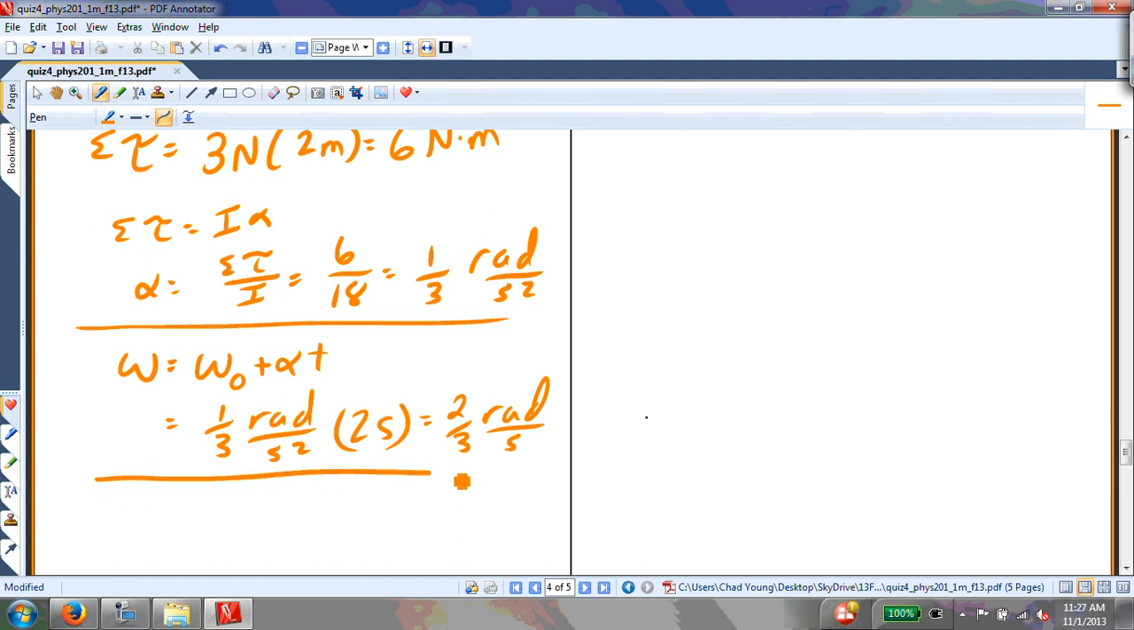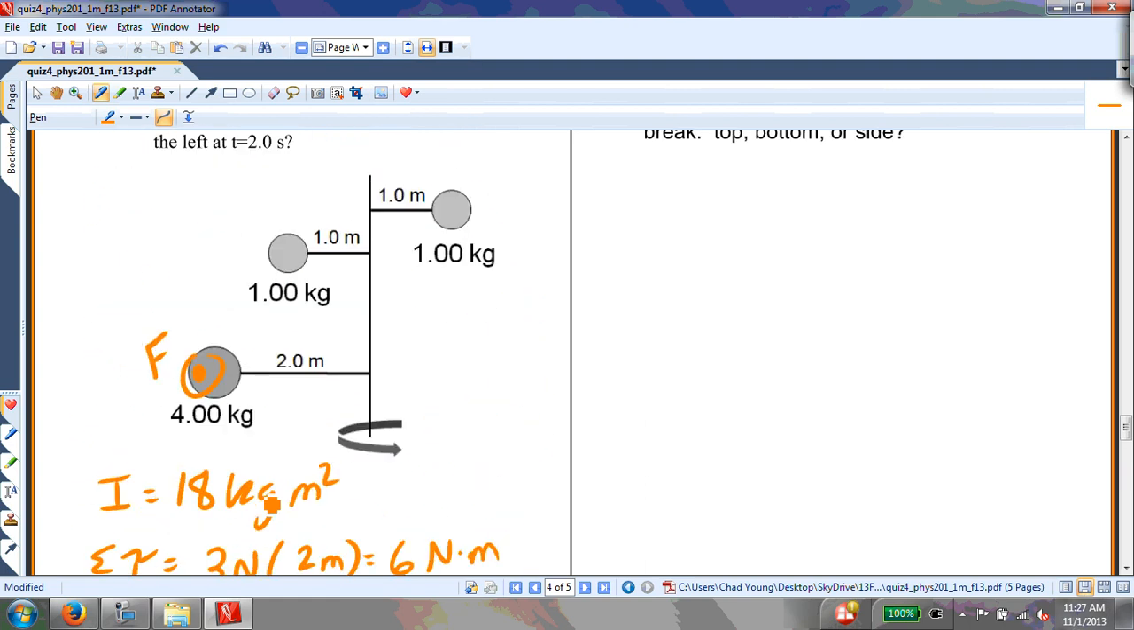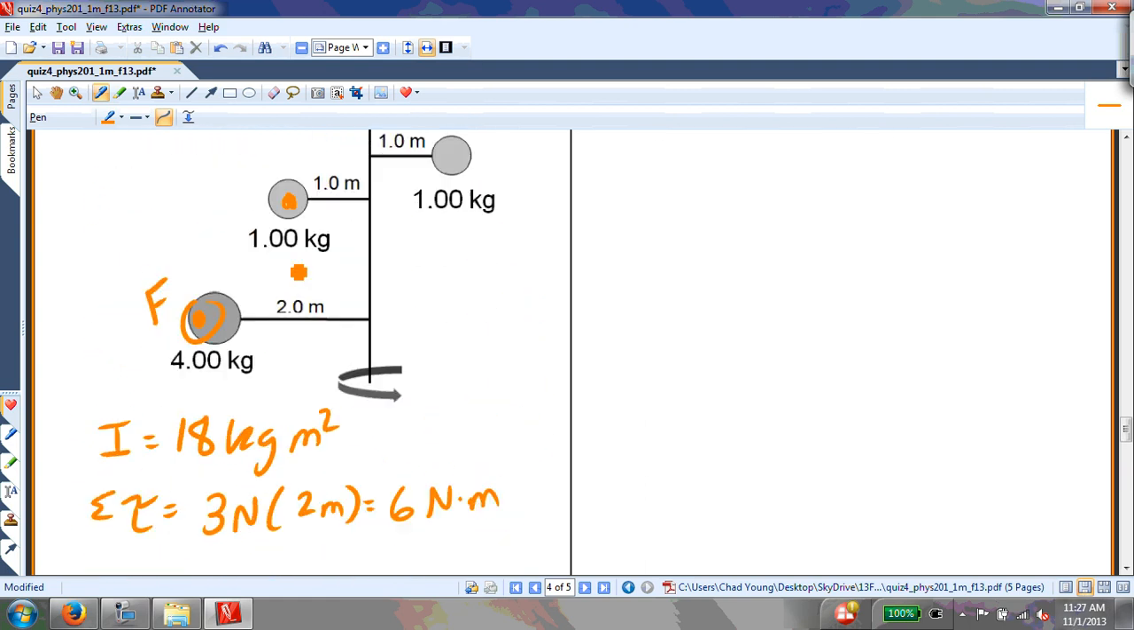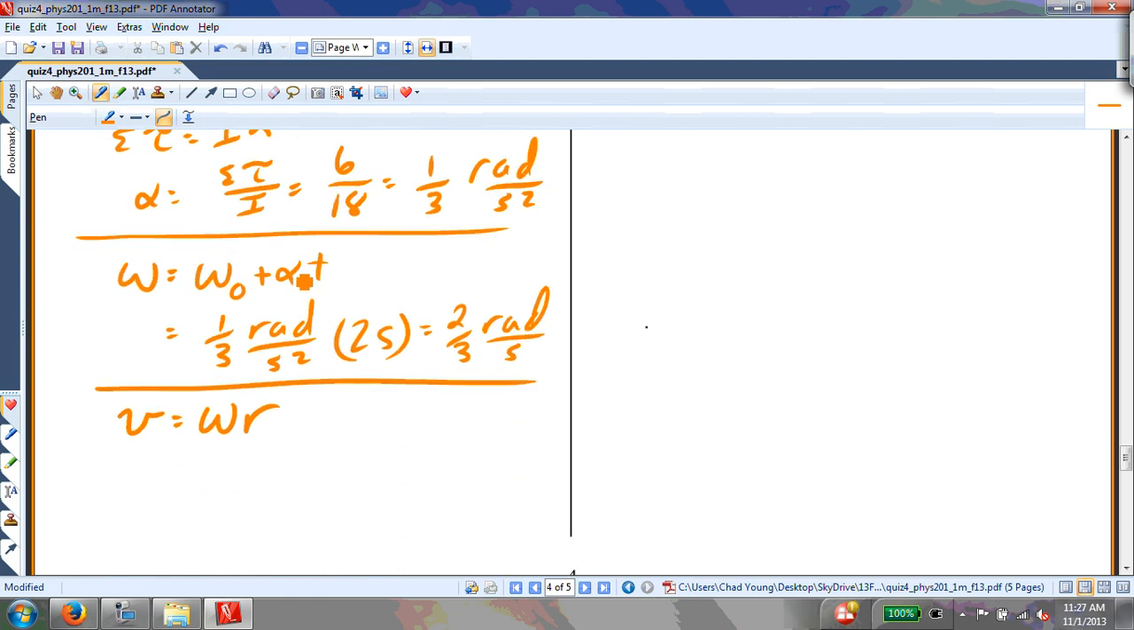Now I also want to know what is the linear speed. I know that v is equal to omega times r. I want to know the linear speed of one of these 1 kilogram masses. It's at a radius of 1 meter. So I just say 2/3 radians per second times 1 meter, which is 2/3 meters per second.